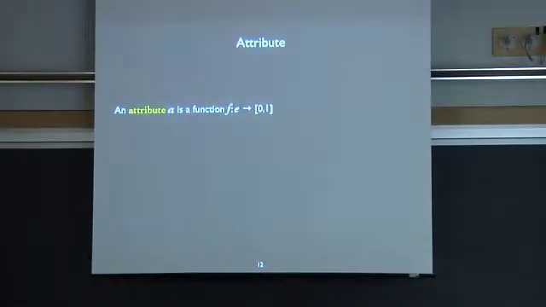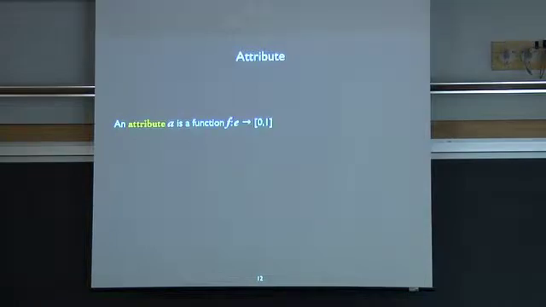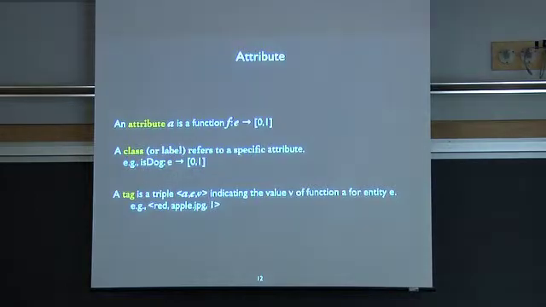I define an attribute as a function that maps some kind of entity to some real value between 0 and 1. So for example, an entity can be an image, and the attribute function can be, does the image contain a dog? And 0 to 1 will represent the probability that that attribute actually applies to that image.